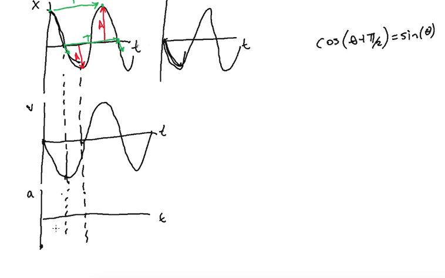When this is at 0, this is also at 0, and when this is at a negative maximum, this one will be at a positive maximum, and so on and so forth. It'll go on like that. It's like a mirror image of this one.